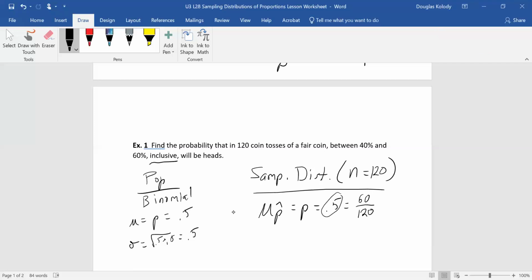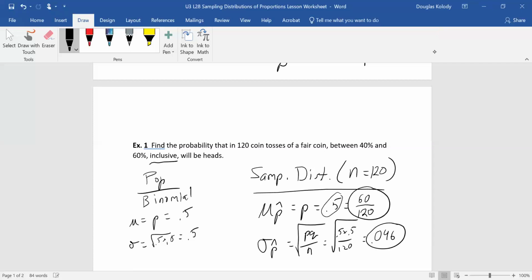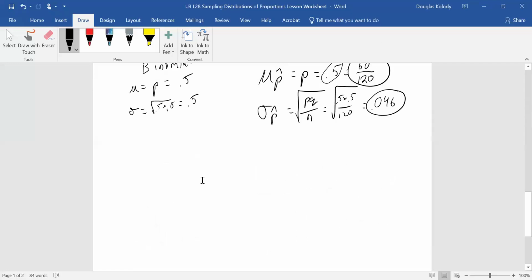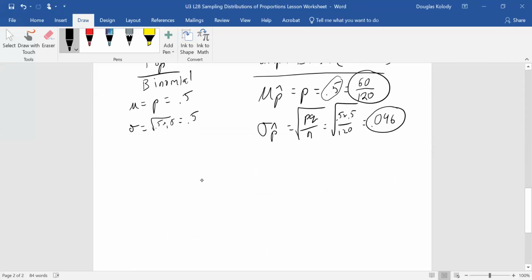Let's now go to sigma sub p hat. That's going to be the square root of p times q over n. So that's the square root of 0.5 times 0.5 over 120. Round all your standard errors to 3 decimal places, so 0.046. Ladies and gents, we have a mean, we have a standard deviation. I think we have all we need now to draw a normal curve and come up with a solution.